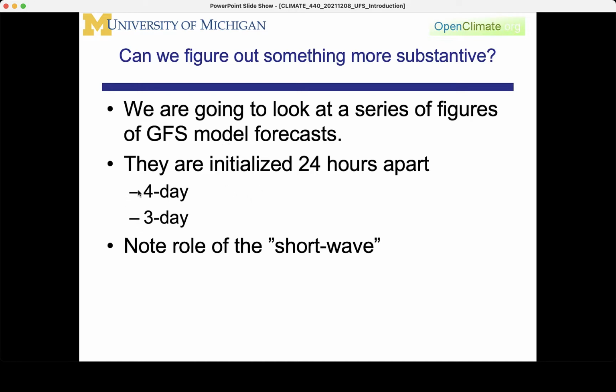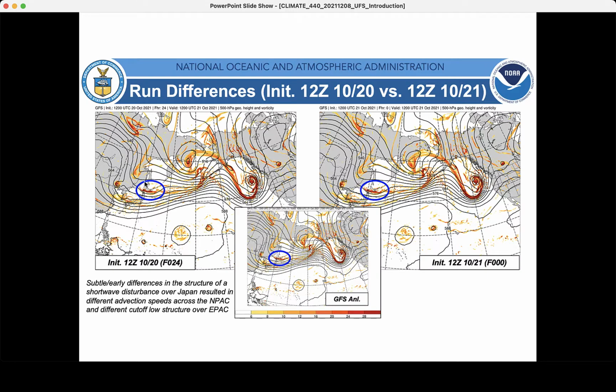Remember that the day 4 and the day 3 forecasts were of substantially different quality. So we're going to look at two forecasts initialized 24 hours apart, and I want you to note the role of the short wave. Those of you who have had dynamics should have been introduced to the concept of long waves and short waves in mid-latitude cyclones.